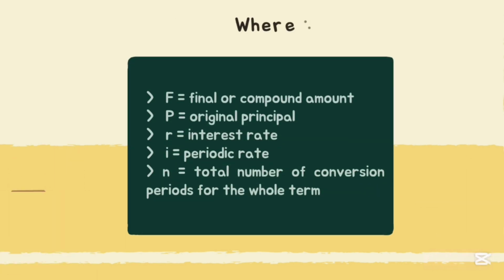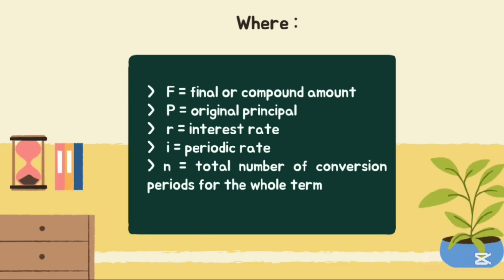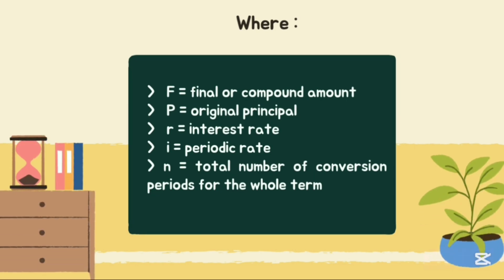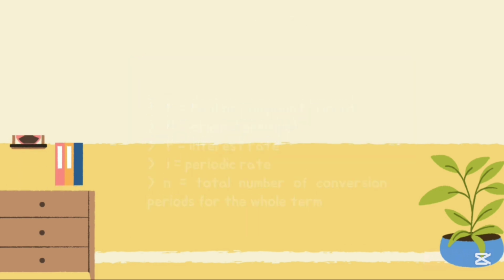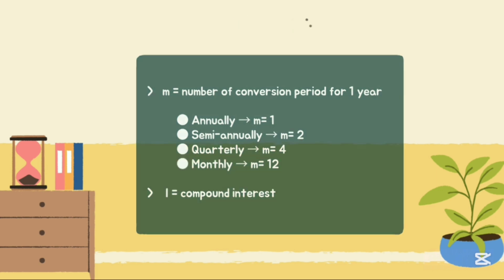F represents the final or the compound amount, P represents the original principal, R is the interest rate, I is the periodic rate, and N is the total number of conversion periods for the whole term. Next is M, which is the number of conversion periods for 1 year. So when we talk about annually, M is equivalent to 1, semi-annually M is equivalent to 2, quarterly M equals 4, monthly M is equal to 12.